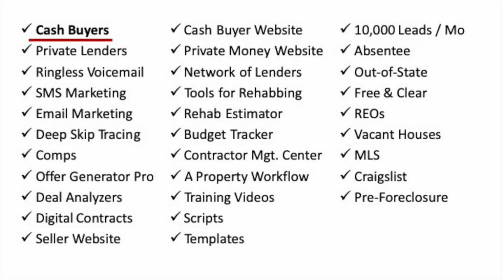Remember, you get cash buyers, private lenders, ringless voicemail, SMS marketing, email marketing, deep skip tracing, comps, Offer Generator Pro, deal analyzers, digital contracts, motivated sellers, cash buyer and private money websites, a network of asset-based lenders, tools for rehabbing houses including the Rehab Estimator, Budget Tracker, and Contractor Management Center, a property workflow that walks you through every step of your deal with training videos, scripts, and templates, and 10,000 motivated seller leads per month, including absentee and out-of-state owners, free and clear leads, REOs, vacant houses, MLS leads, Craigslist leads, and pre-foreclosures.